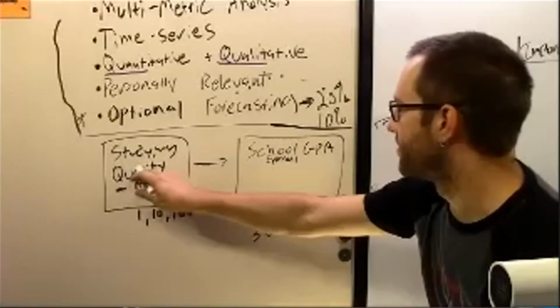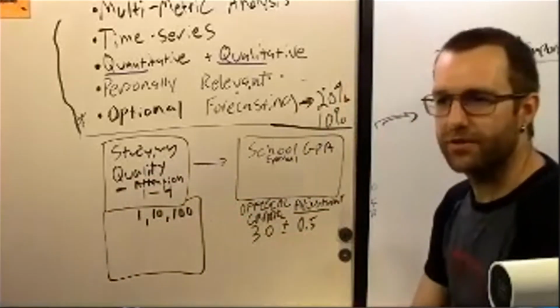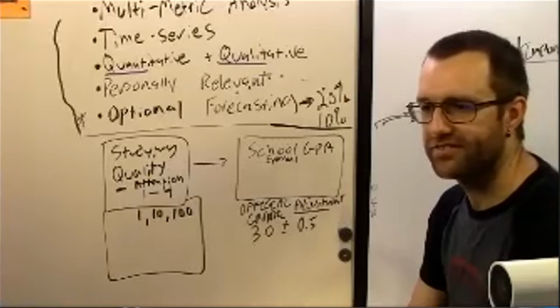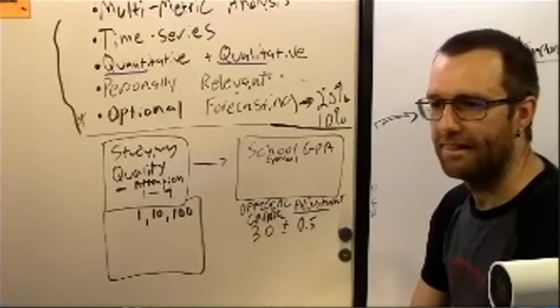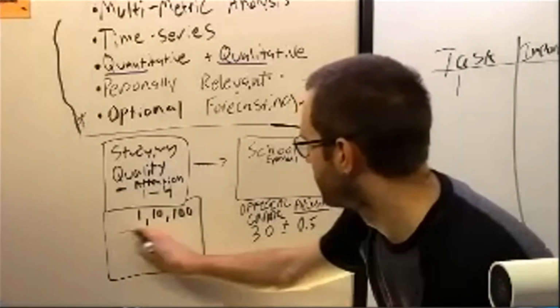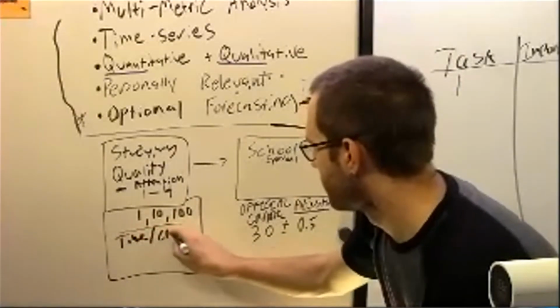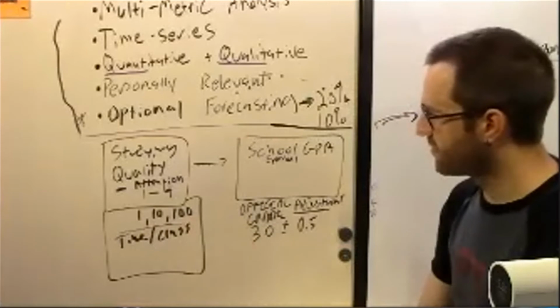So maybe your studying has quality. What else could you rate for studying? How would you quantify studying? I was just thinking maybe also totaling how much you do out of every class, because if GPA is everything across all of your classes, then time per class.